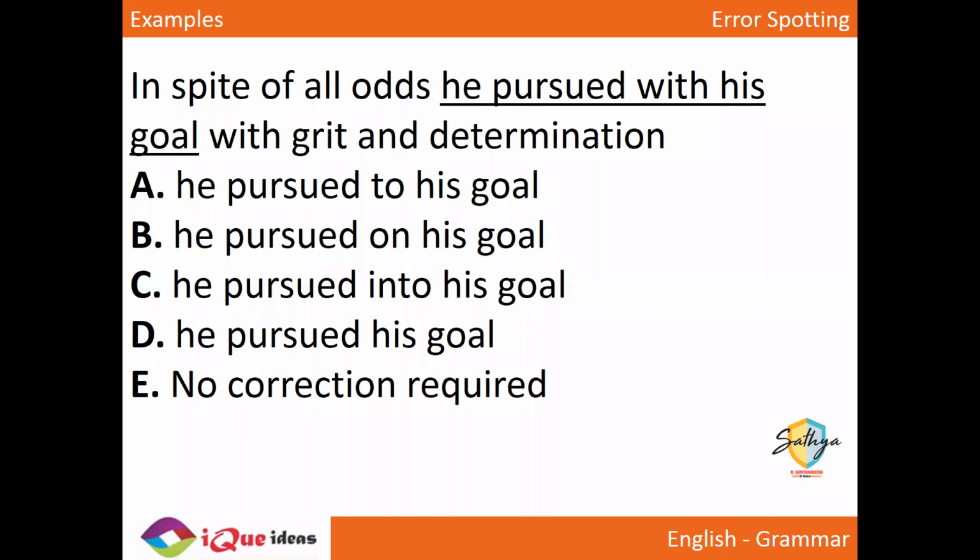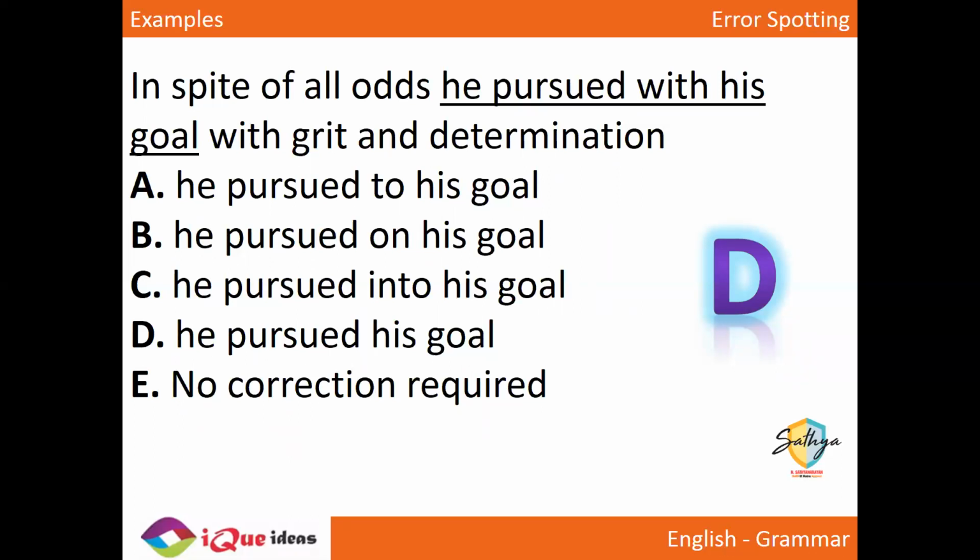So goal का पीछा करते हो, गोल के साथ पीछा नहीं करते, right? So you don't pursue with your goal. Pursue means to go after something. You don't go after with something. You just go after something. So you don't pursue with your goal. You pursue your goal. So in spite of all odds, he pursued his goal with grit and determination.